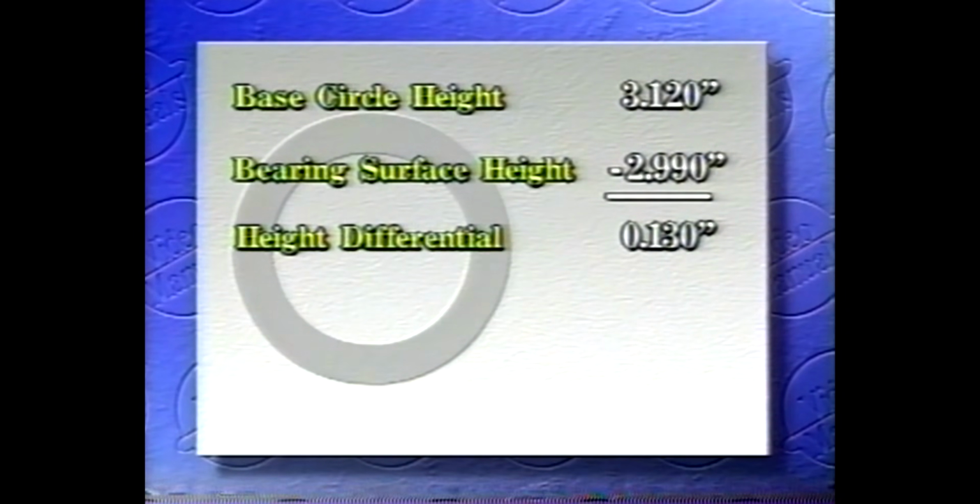We now calculate the height differential between our base circle and the bearing surface. We subtract the height of our bearing surface above the surface plate, which is 2.990 inches, from the height of our base circle above the plate, which is 3.120 inches. This gives us a height differential of 130 thousandths of an inch.